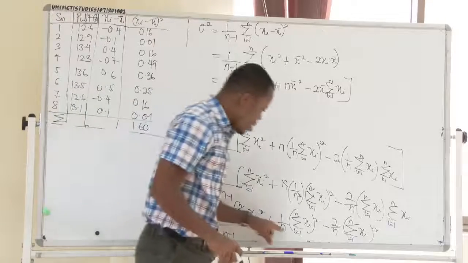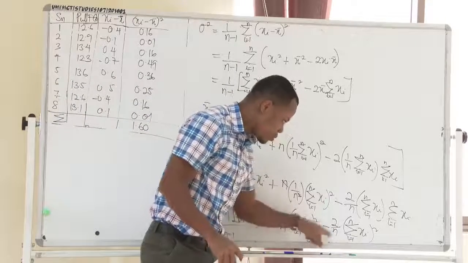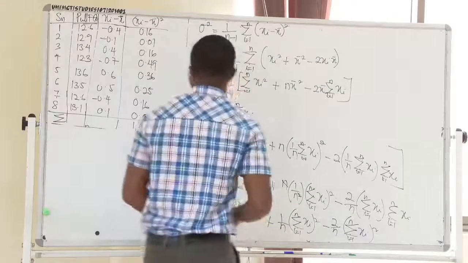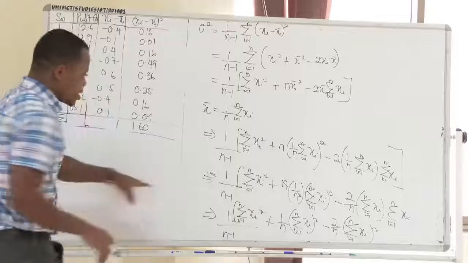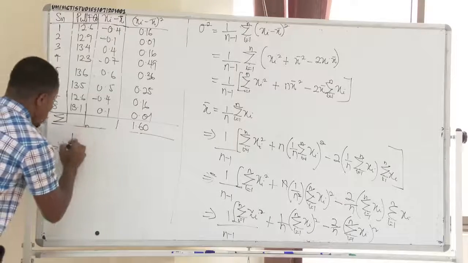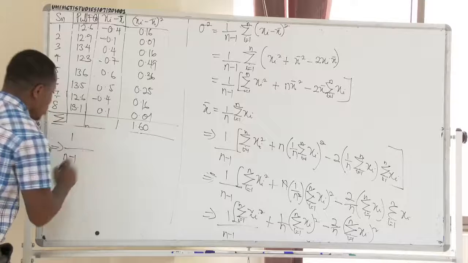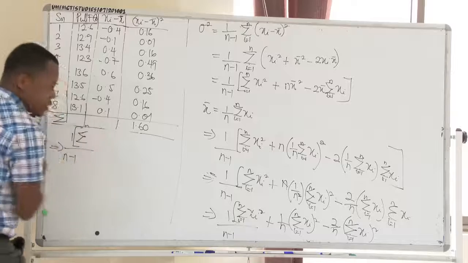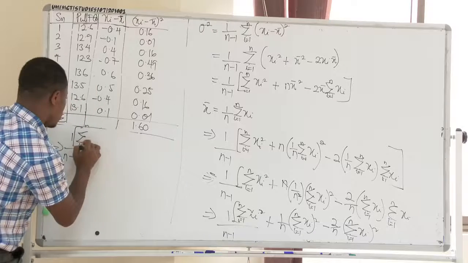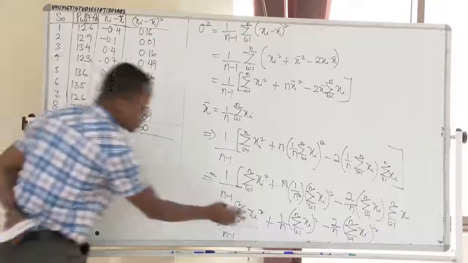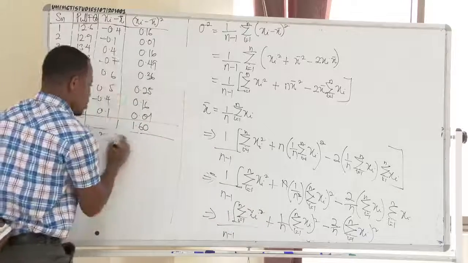Now, looking at these two terms, we can subtract this from this, and it's possible. Once we do that, this is just going to yield 1 on n minus 1 times the bracket summation of i equal to 1 to n of xi squared. That is the first term.